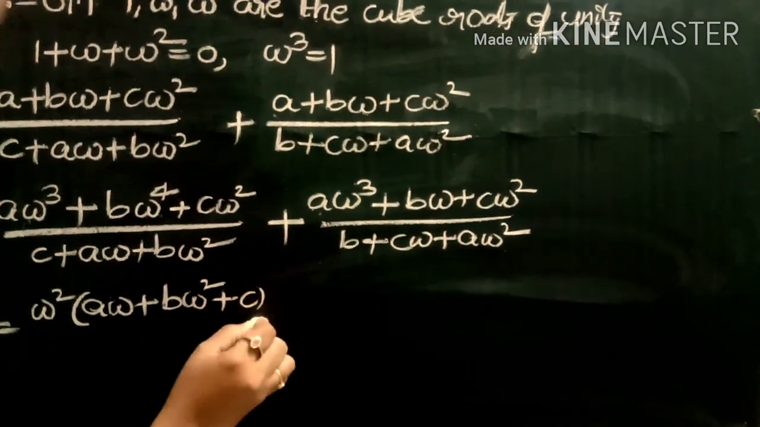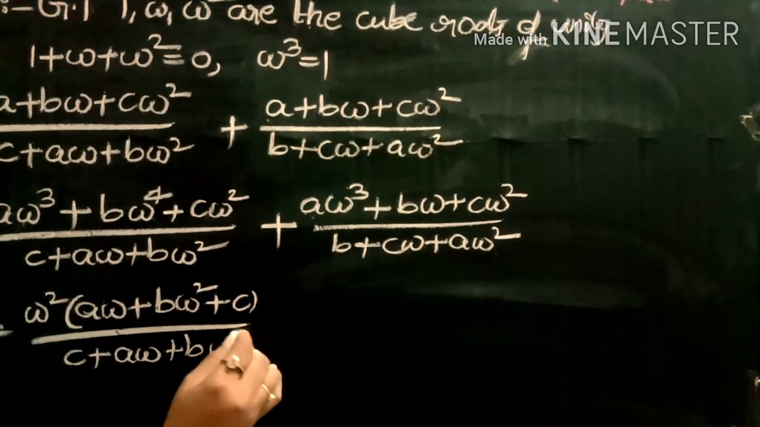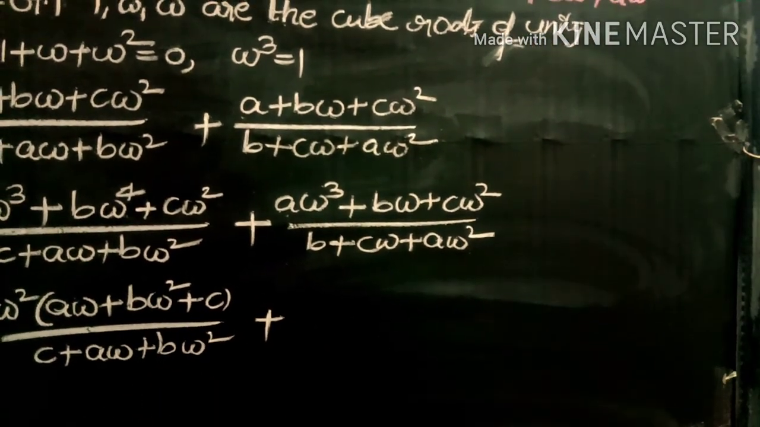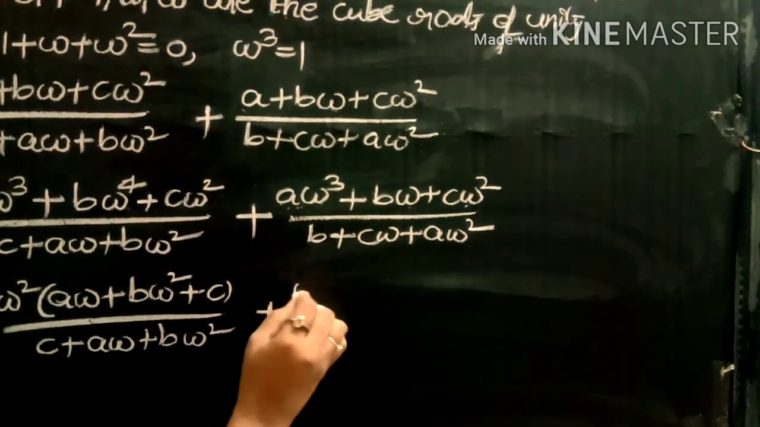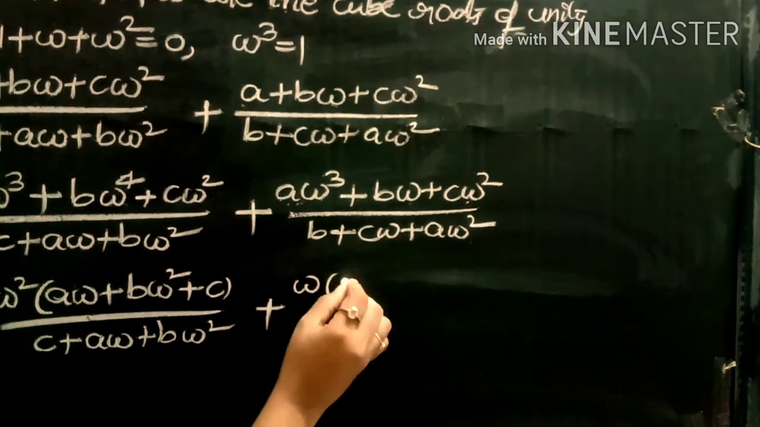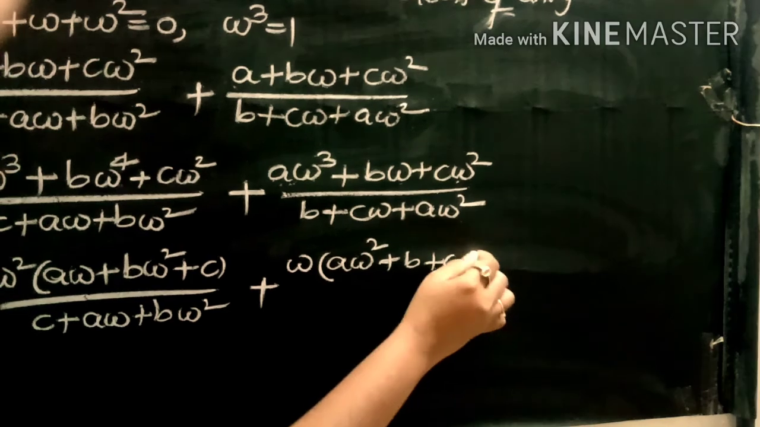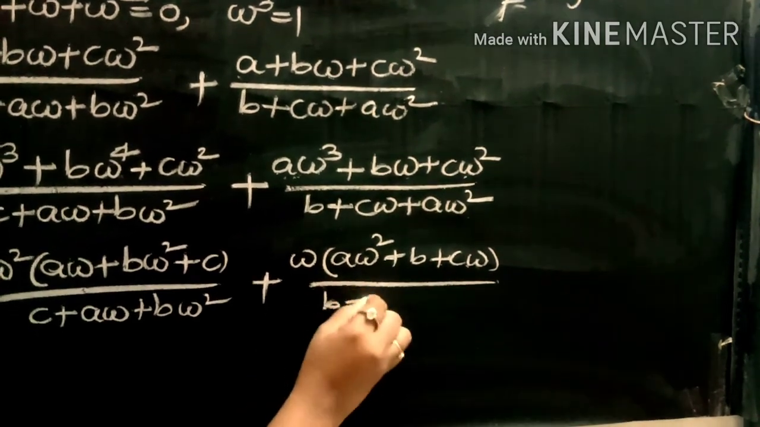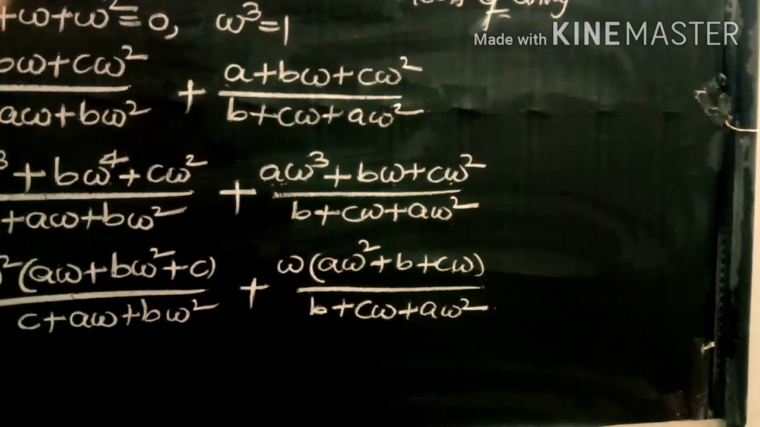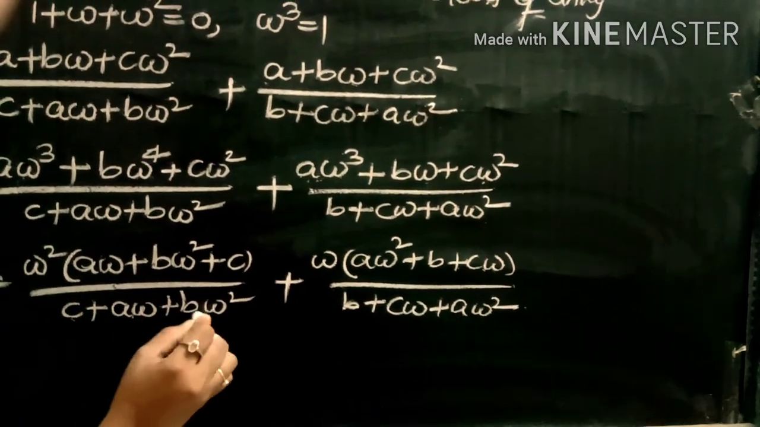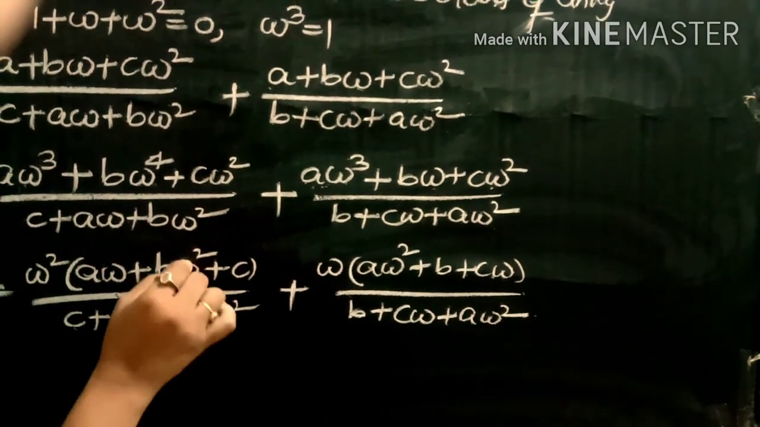plus next value is b omega square and next value is c by c plus a omega plus b omega square plus, here also from the numerator we are taking the common terms as common. Omega square, omega cube. So omega is the common term. So taking common, a into omega square plus b plus c omega whole by b plus c omega plus a omega square. Now here this is c plus a omega plus b omega square. This is also c plus a omega plus b omega square. Both are the same terms.